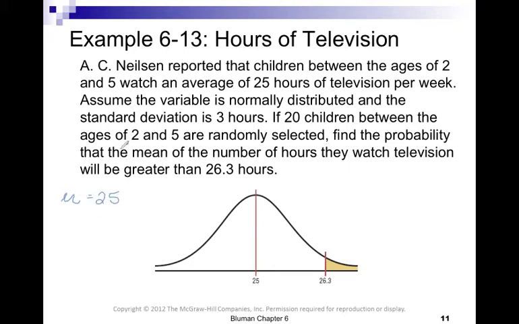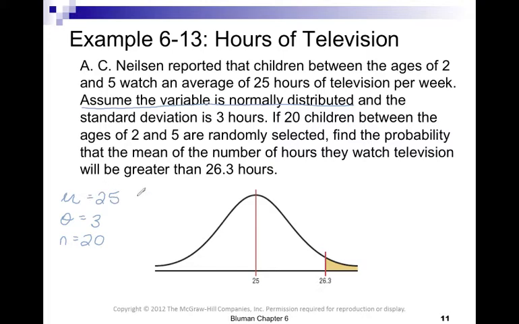Assume the variable is normally distributed. That tells us we can use this bell curve, this shape, okay? And the standard deviation is 3 hours, so our sigma is 3. 20 children between the ages of 2 and 5 are randomly selected, so my n is 20. Find the probability that the mean of the number of hours they watch will be greater than 26.3 hours.